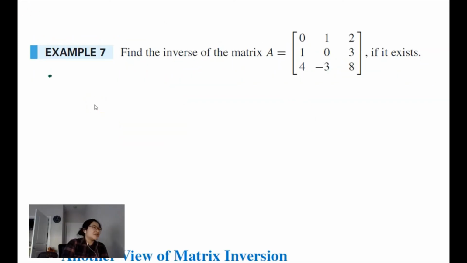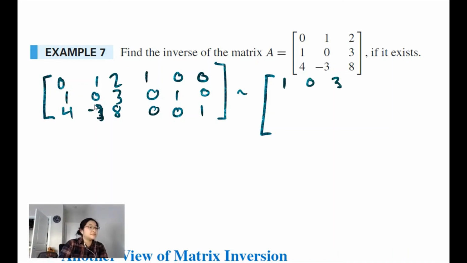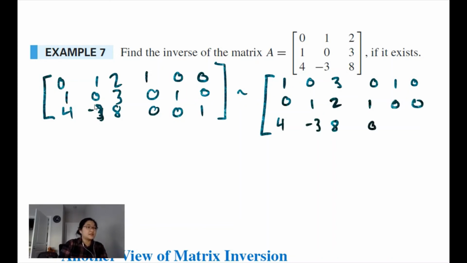Let's do that. What did we have? We have our matrix A: 0, 1, 2, 3, 4, negative 3, 8, and then our identity matrix, 1, 0, 0, 0, 1, 0, 0, 0, 1. And then let's do some row ops. So what should we do? Well, let's swap so we get 1, 0, 3 on top, then 0, 1, 2, and then 4, negative 3, 8, with the identity matrix columns carried along.